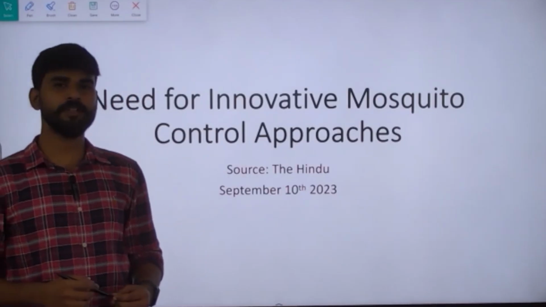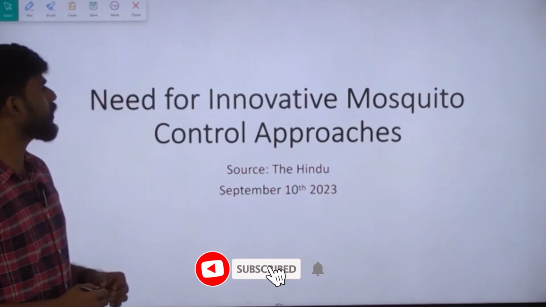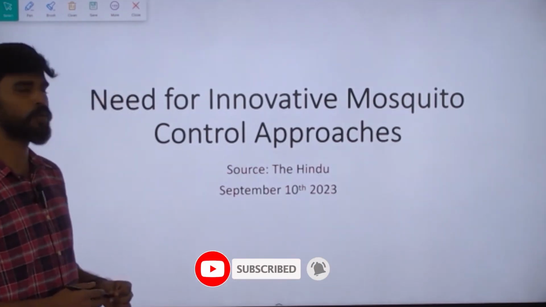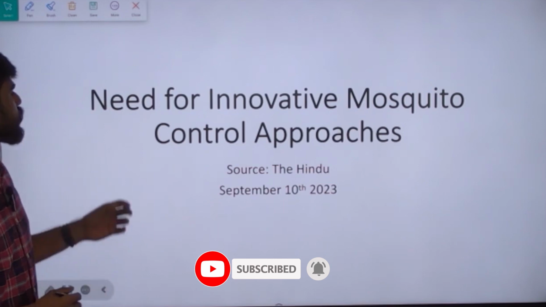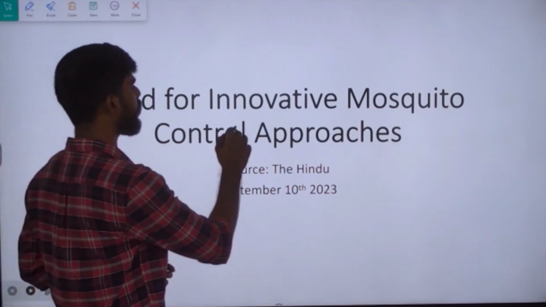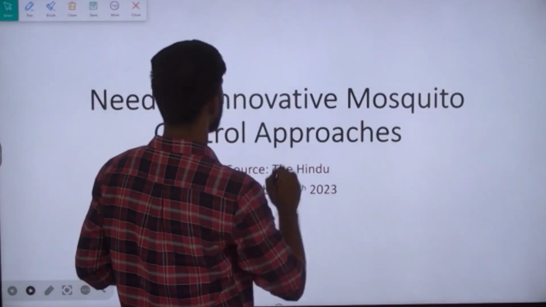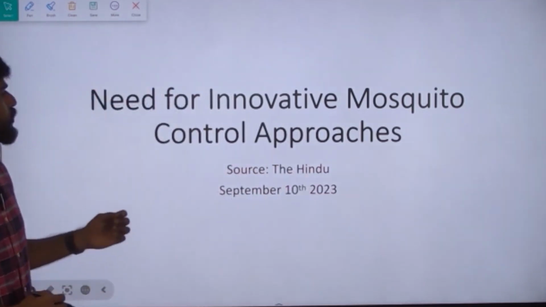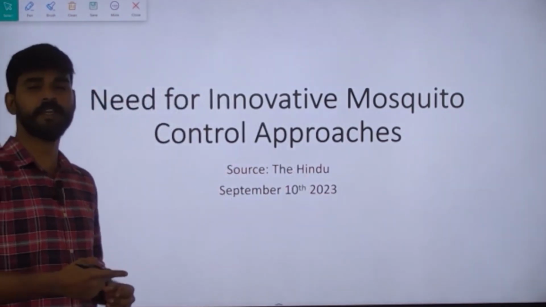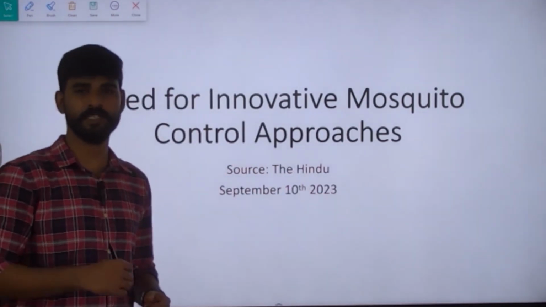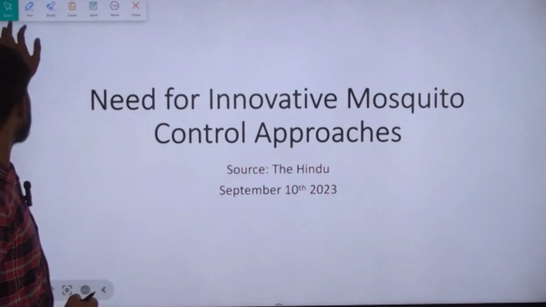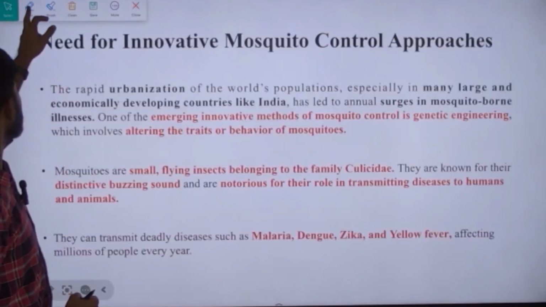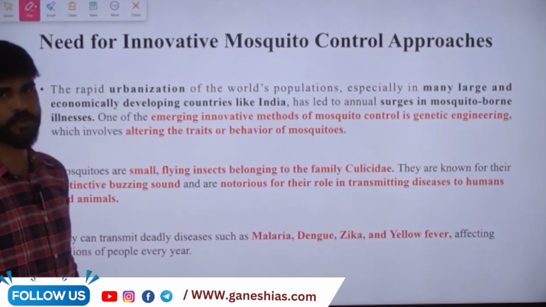The topic that we are going to discuss now is the need for innovative mosquito control approaches. Okay, so why is there a need for innovative mosquito control approaches, and what is that innovation that has been made recently? Those details we need to understand. Let us get into the details. Need for innovative mosquito control approaches.